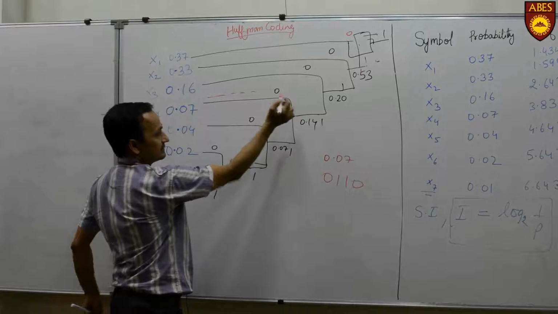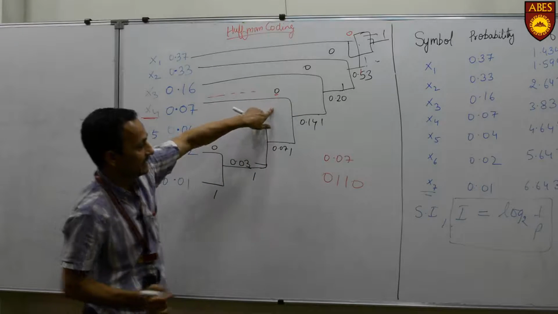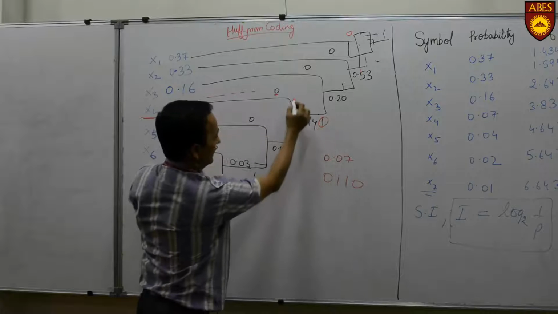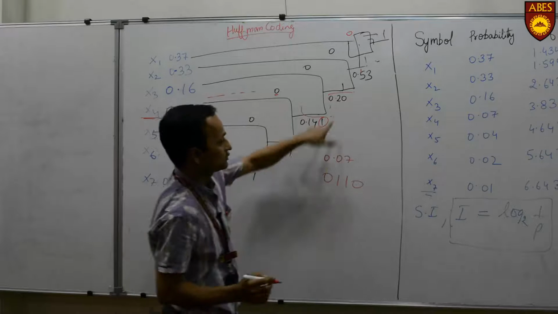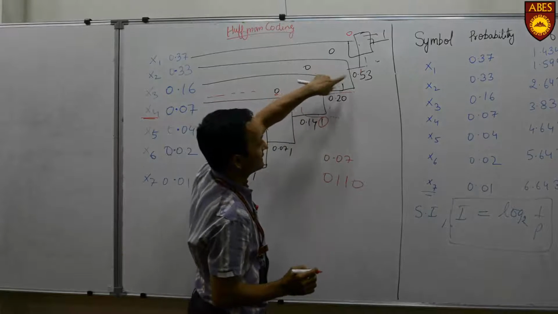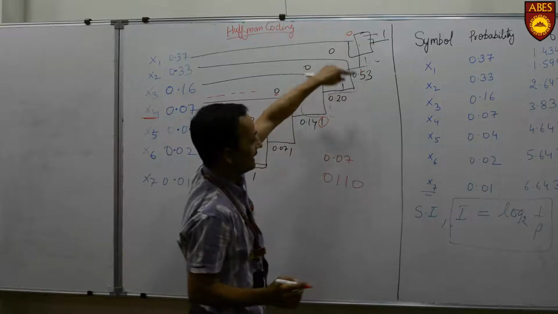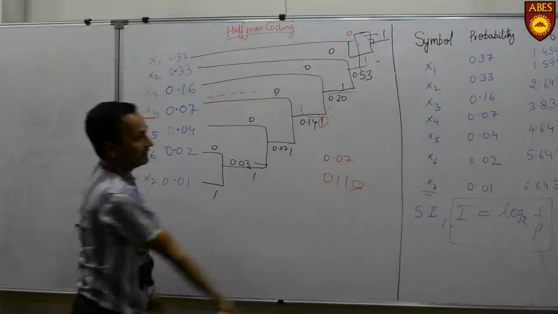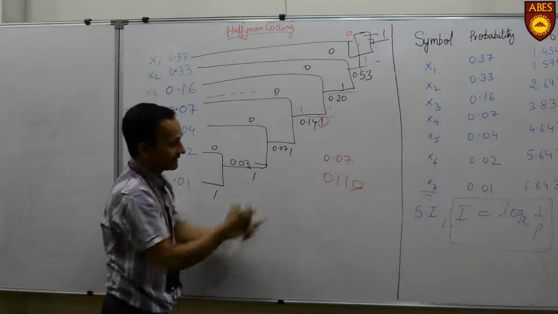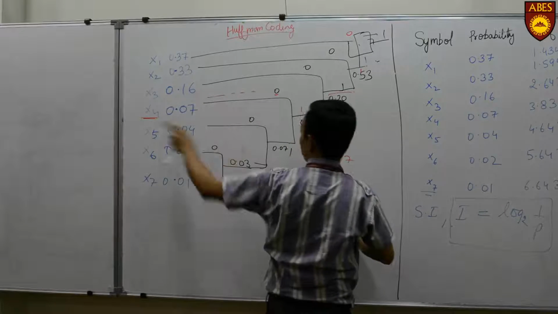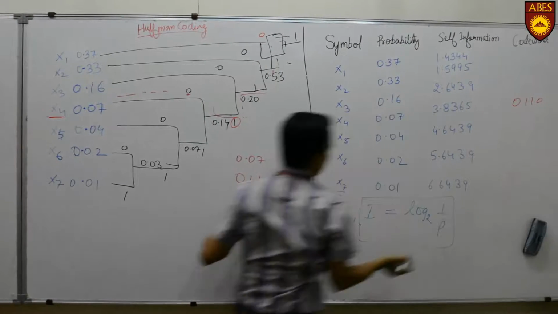As you can see directly, this is how we calculated this code word. If I start with this 0.07, first I assigned this symbol 0. Then I followed this chain, then 0.20, this one, these two ones, and finally the sum is 0.53. 0.53 has been assigned the value 0, so I took this 0 finally. This is how we assign the code word for this 0.07, which is for my symbol X4. For X4 the code word is 0, 1, 1, 0.